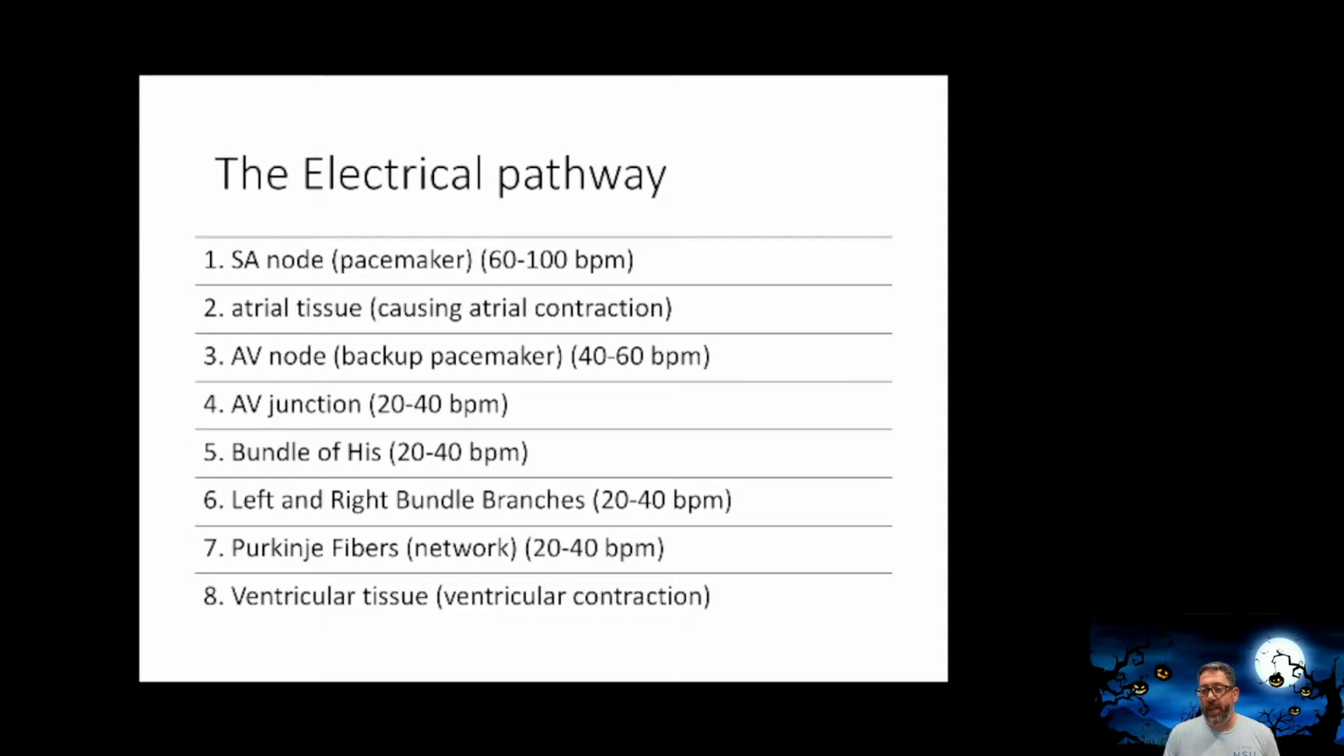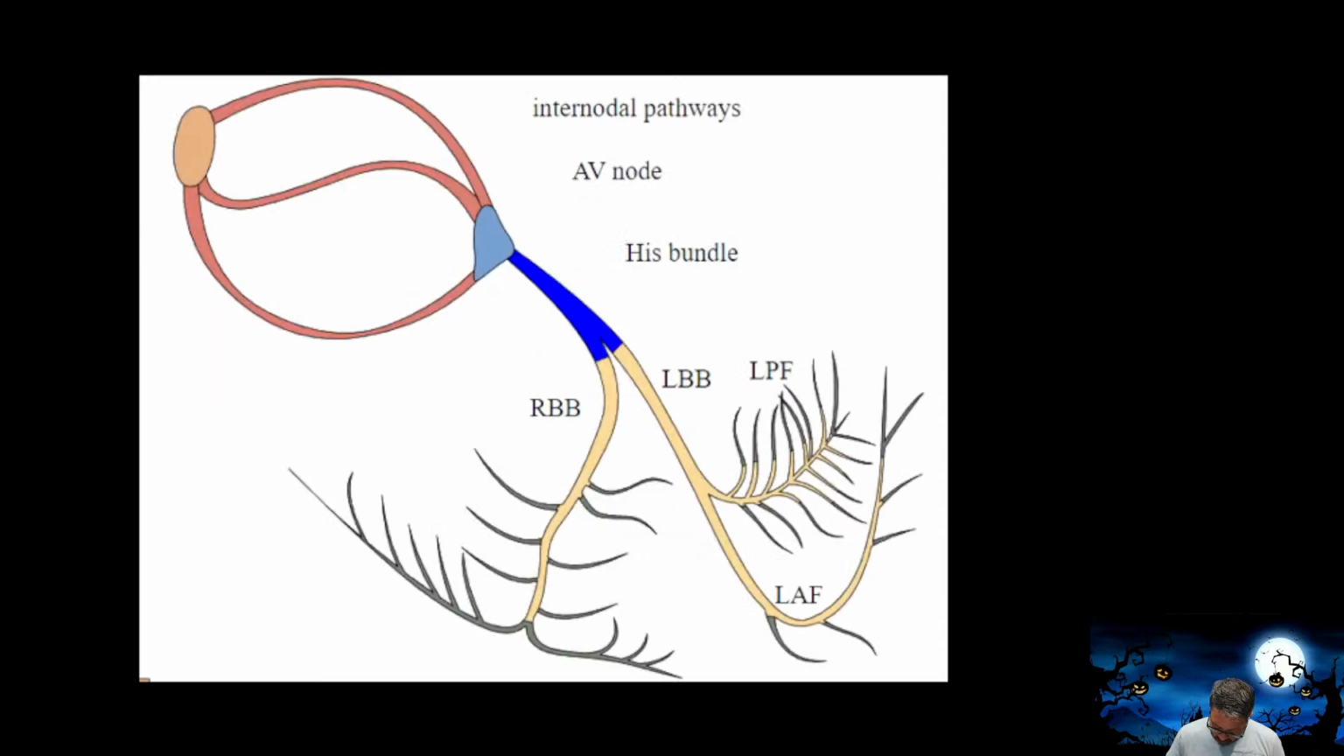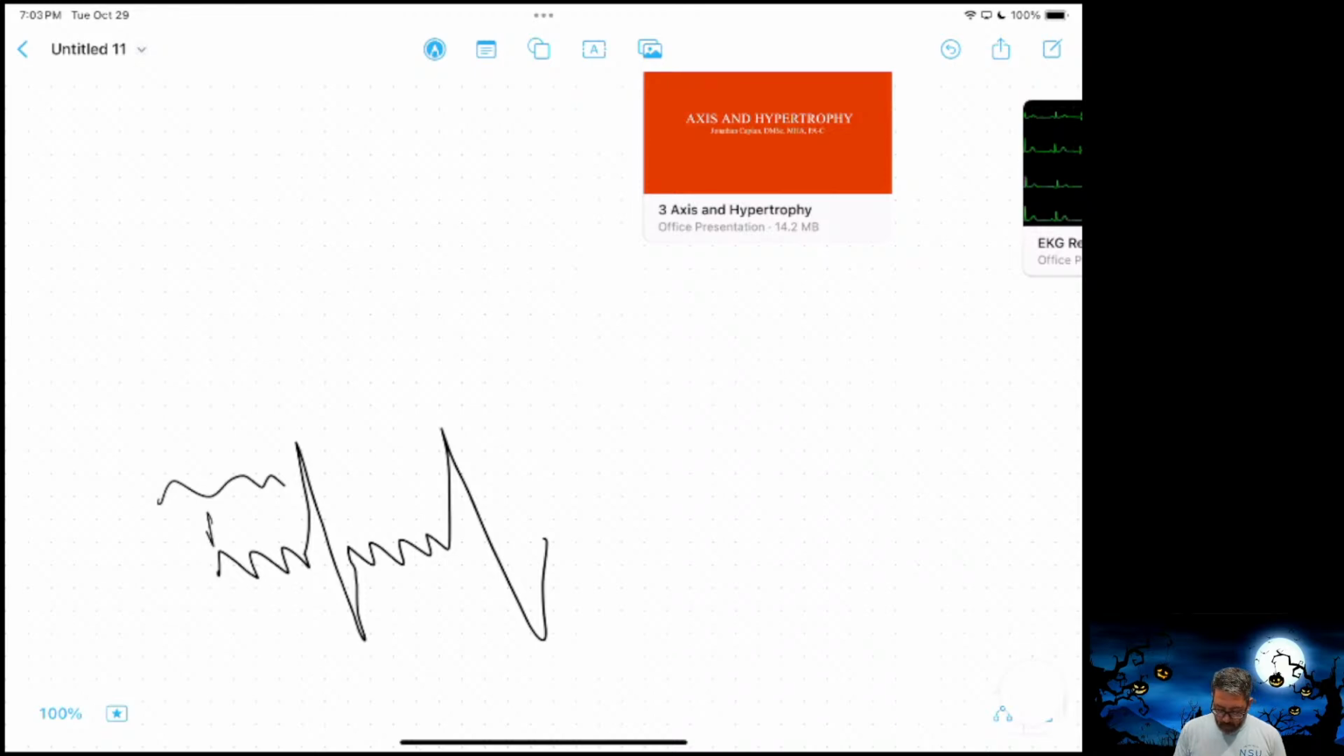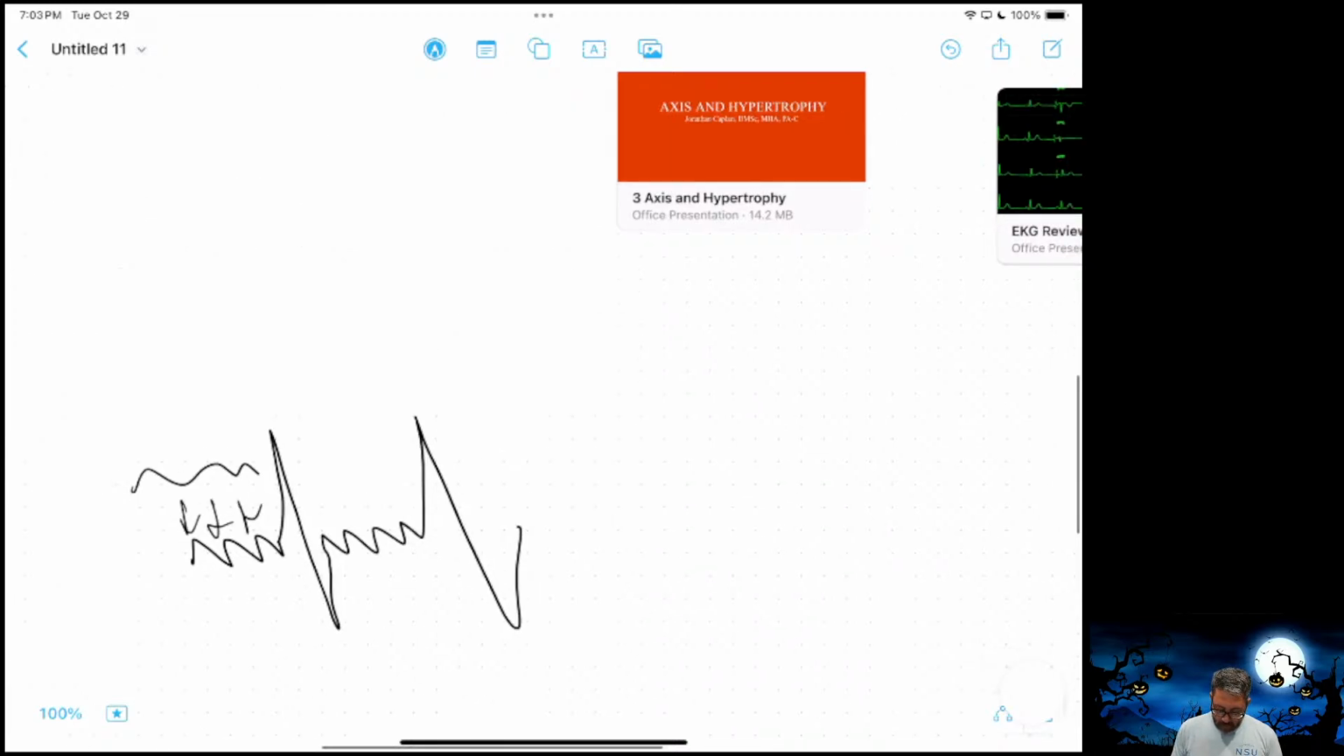So F waves and flutter. Let me go back. For the most part, it's going to be a sawtooth. Let me just change that to a real pen. And then a normal QRS. So 1, 2, 3, and then it's a QRS. And this is 1, 2, 3. That's basically it, but you'll see it could be 2-to-1, 3-to-1, or 4-to-1 conduction.